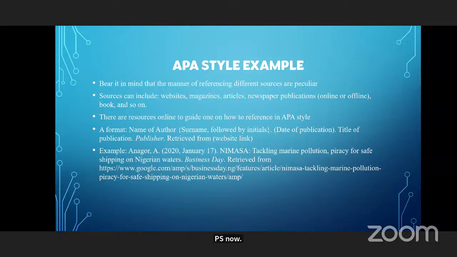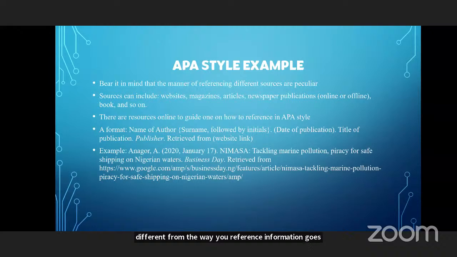Bear in mind that the manner of referencing different sources are peculiar to one another. So the way you reference a magazine is different from the way you reference a newspaper publication. And the way you reference a newspaper publication is different from the way you reference an article. It's different from the way you reference information gotten from a website and all.